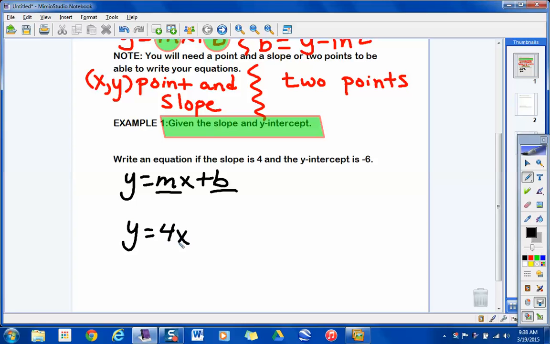And when you say plus -6, is it okay if I just write that as 4x minus 6? Okay. They gave us the slope of what value? 4. They gave us the y-intercept of what? -6. There it is. We're done. Make sense? That's pretty easy, right? Remember what I said, we're going to start easy and progressively get more difficult.